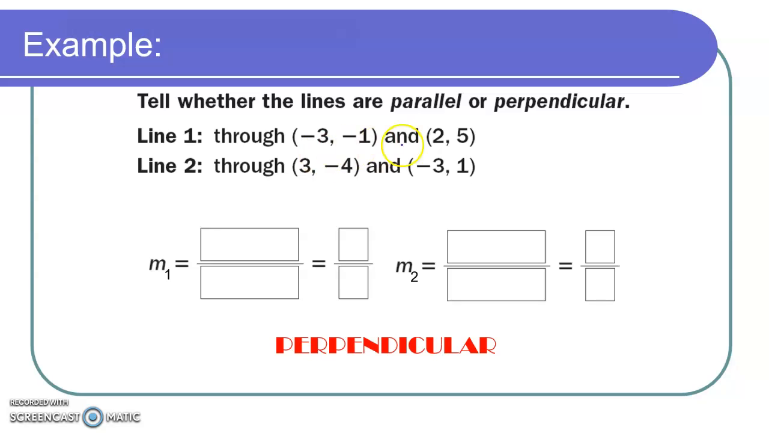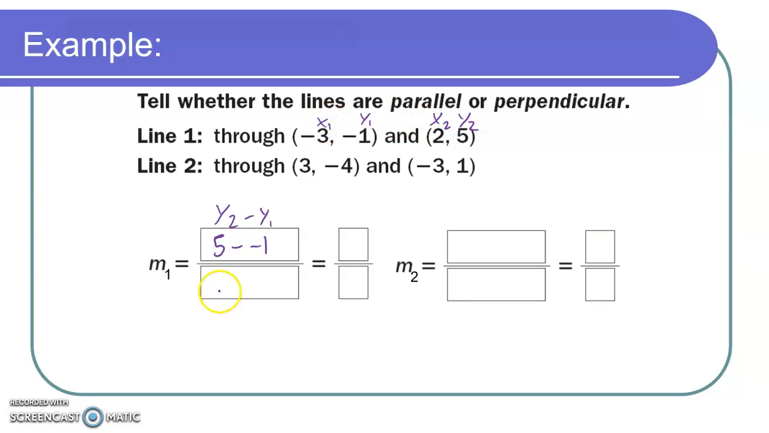For line 1, I have y2 minus y1 on the top, so I'd do 5 minus a negative 1. And then on the bottom, you do x2 minus x1, which would be 2 minus a negative 3. Add all those up, minus a negative is a positive, so you get 6 over 5 for the slope of line 1.